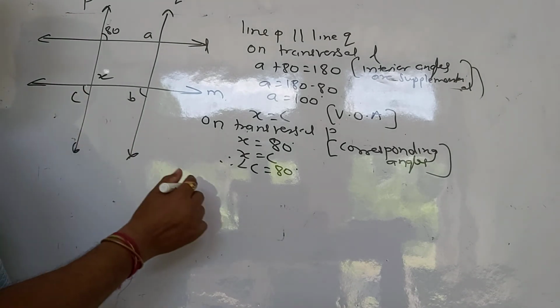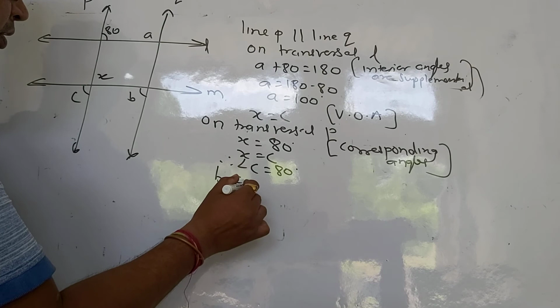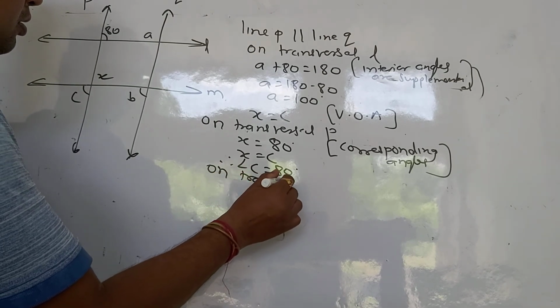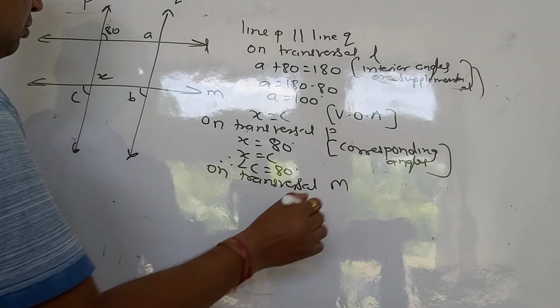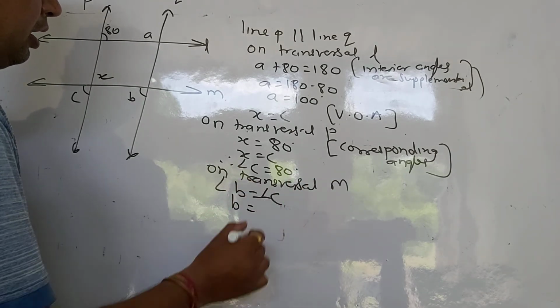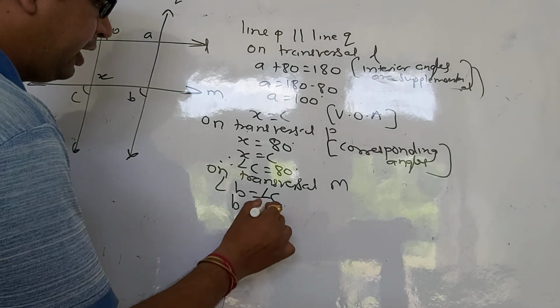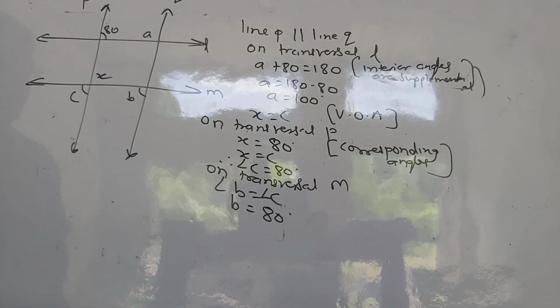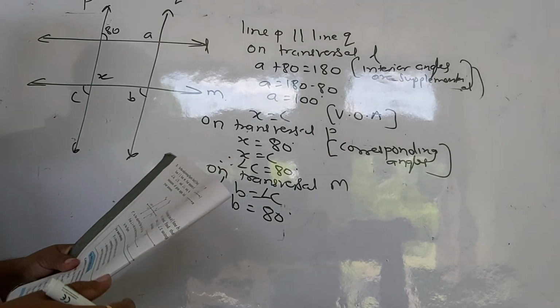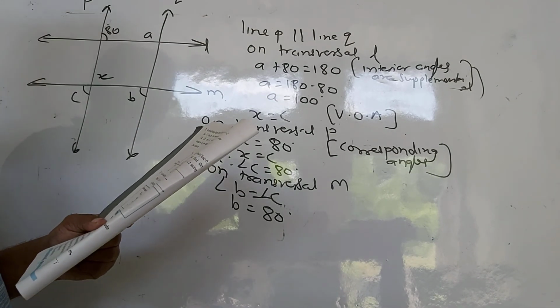Likewise C and B, these both are equal on transversal M, B is equal to C. We got angle C as 80 degrees, so B is equal to 80. Now we got A, B and C. In this way we have seen these questions today.